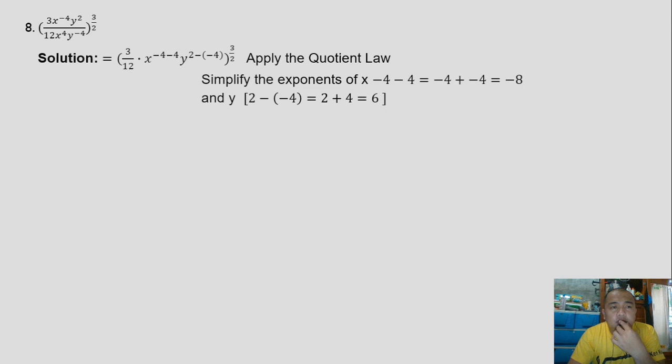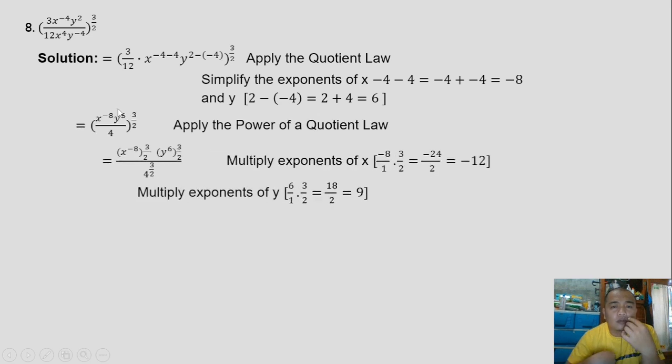How about this? 3x raised to negative 4, y squared, all over 12x to the 4th, y raised to negative 4, all raised to 3 halves. So let us first simplify the expression inside the parentheses. Applying the quotient law, 3 over 12 can be written as 1/4. Then subtract the exponents, or add 4 plus 4 in the denominator for the exponent of x. That's x raised to 8. Then in the numerator, for y, 2 plus 4 is 6. Y to the 6 all over 4x to the 8. Right?